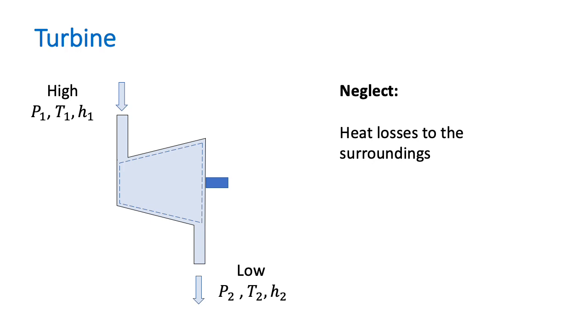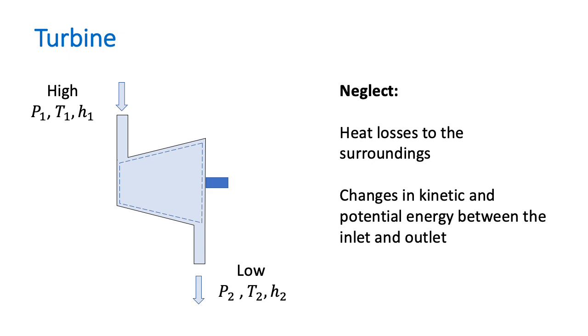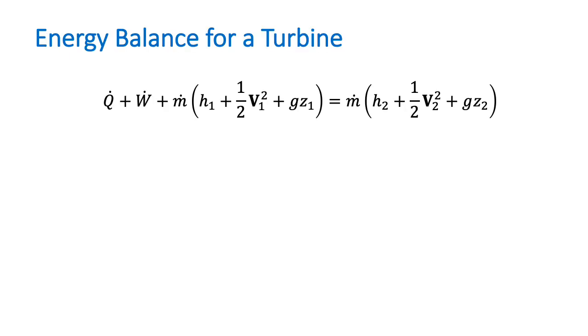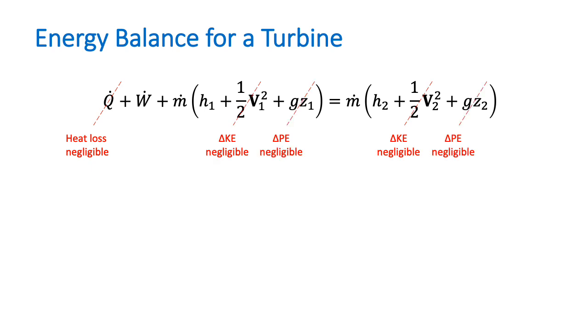Now we can neglect heat losses to the surroundings because turbines are usually well insulated. The changes in kinetic and potential energy between the inlet and outlet are usually negligible compared to the change in the enthalpy. So we can typically ignore those as well. We can write the energy balance for a turbine using our energy balance equation. We neglect the heat transfer, we neglect changes in kinetic energy, and we neglect the changes in potential energy. The shaft work done by the turbine then equals m dot times (H2 minus H1).